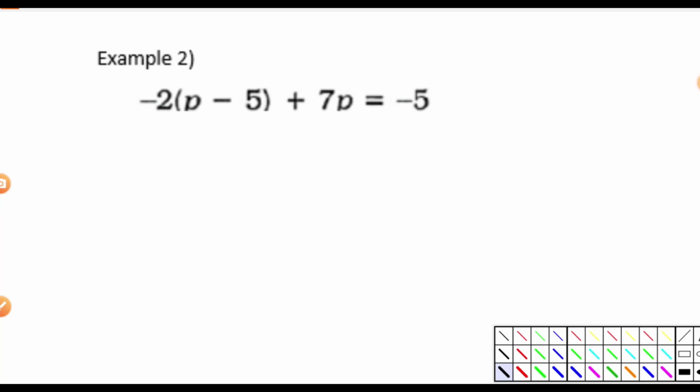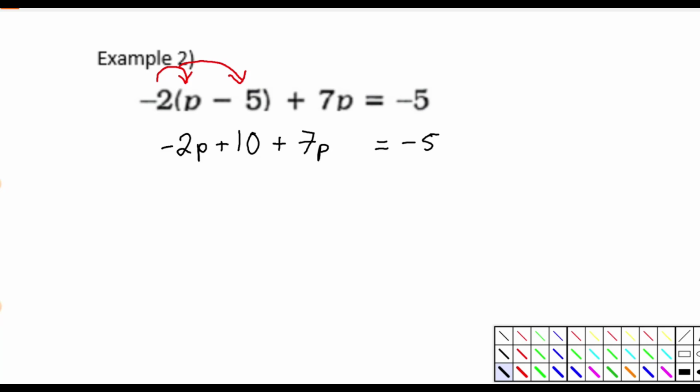Example 2, same thing. I see some parentheses there and a number outside those parentheses right in front. So I'm just going to distribute. I'm going to multiply this negative 2 by both of those values. So negative 2 times p is just negative 2p. Negative 2 times negative 5 is just positive 10. And then I bring down my 7p is equal to negative 5.